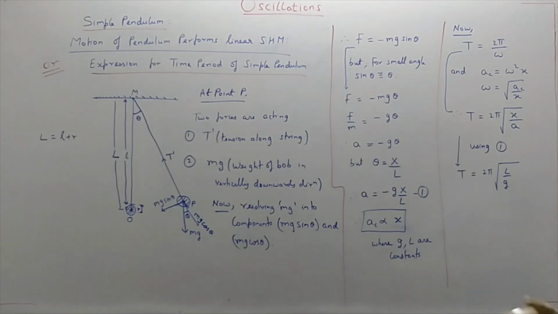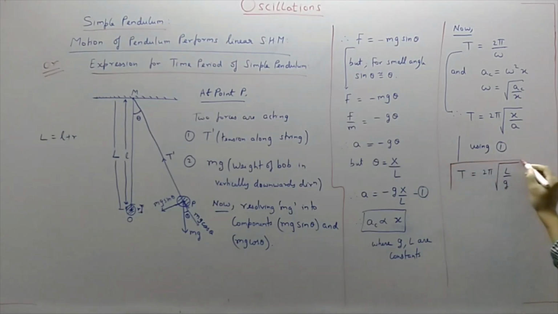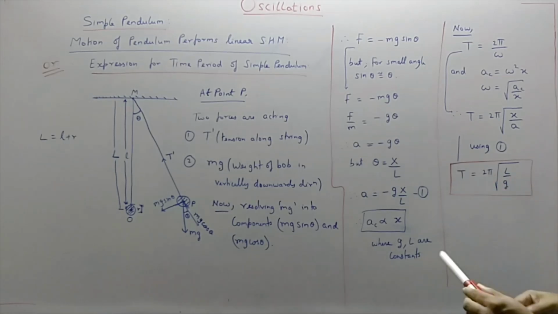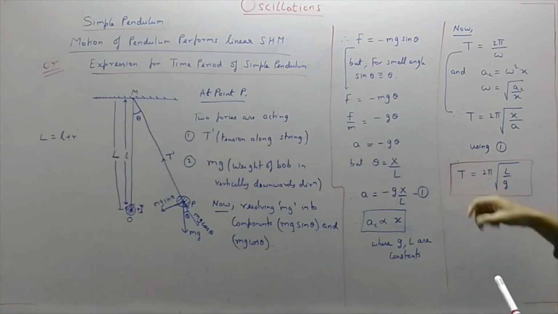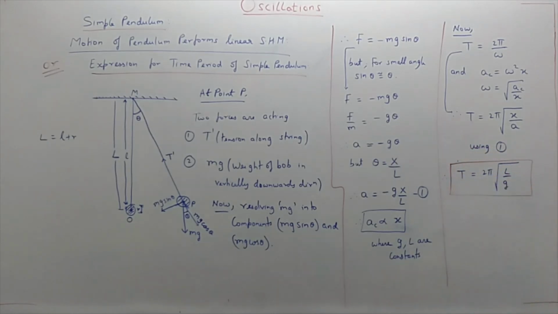So now you can prove it. We have the formula for time period. Time period is given by under root of L upon g. So the time period of a simple pendulum is given by 2 pi root of L upon g.